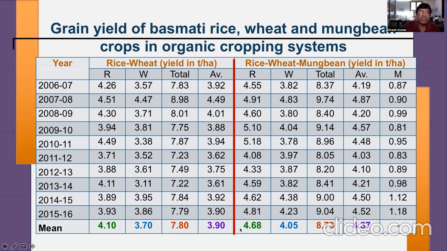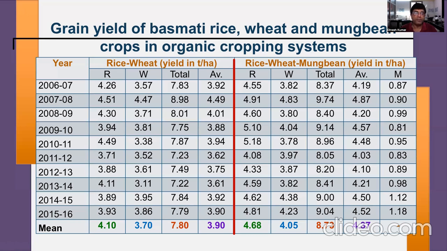Another interesting point: I made one statement that basmati rice yields were equal in organic as well as in conventional. However, wheat yields were lower compared to conventional farming, for the simple reason that rice is grown in a hot period. When we grow rice in northern India, there are high temperatures, so no problem. Your organic matter will decompose easily. Water is also there, rainfall is there, moisture is there in the soil. So the decomposition rate of organic materials is faster and nutrient supply is better.